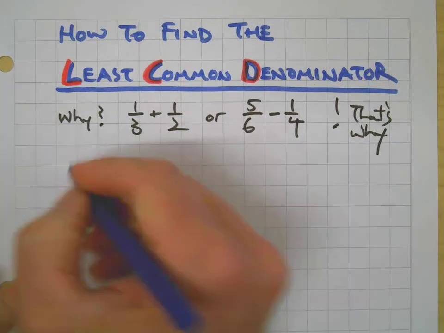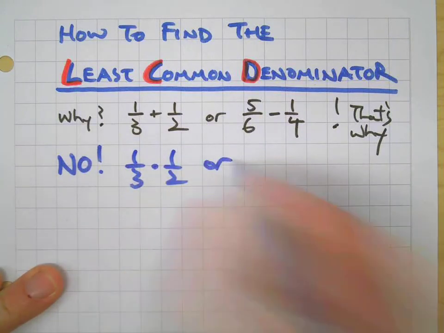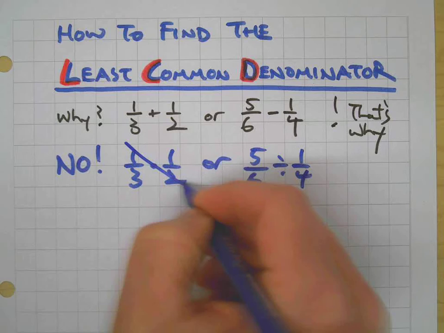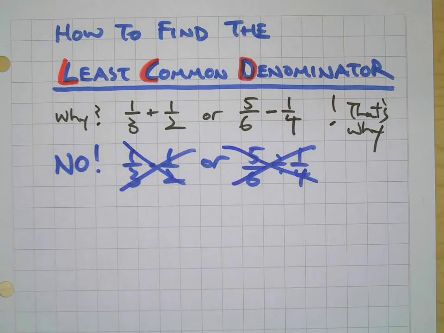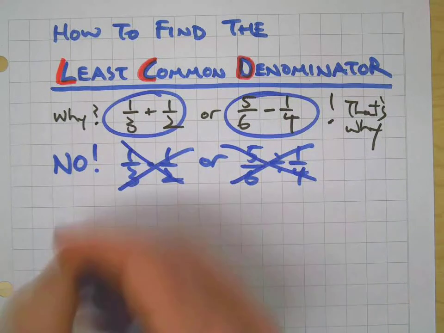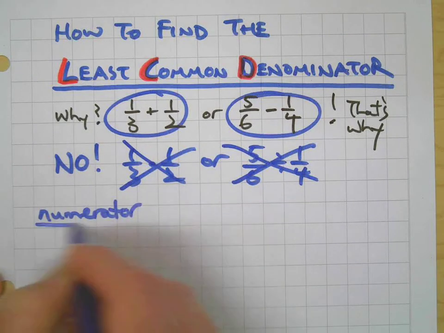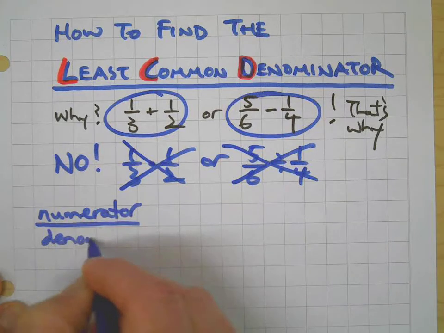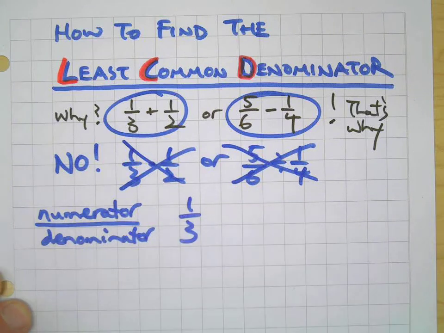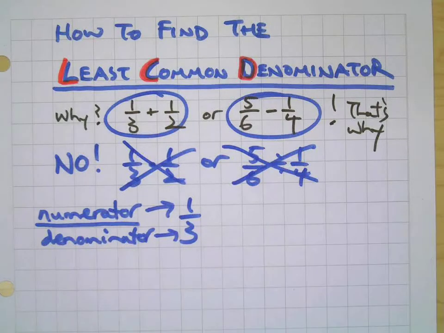Here's when we're not going to do this. We're not going to do it if we're multiplying or dividing. No. Only for adding or subtracting. Now that we got that out of the way, let's first of all review the parts of a fraction. The numerator over the denominator. So, for example, 1/3, 1 is the numerator, 3 is the denominator.